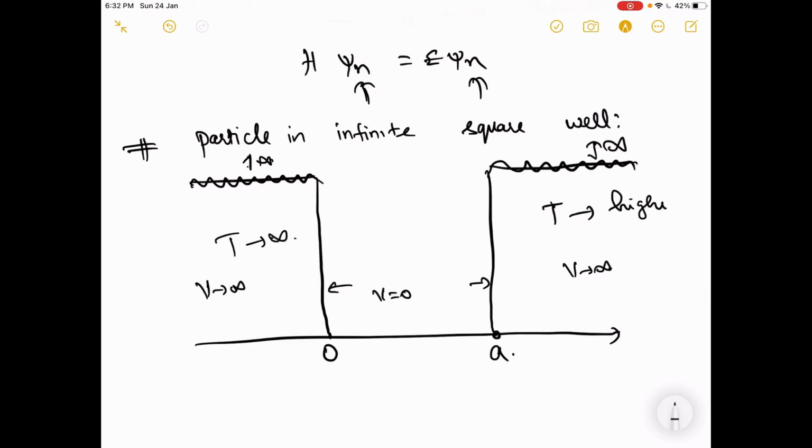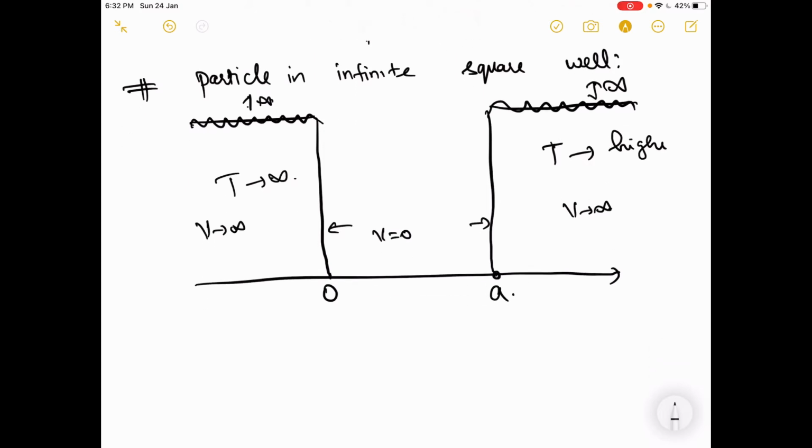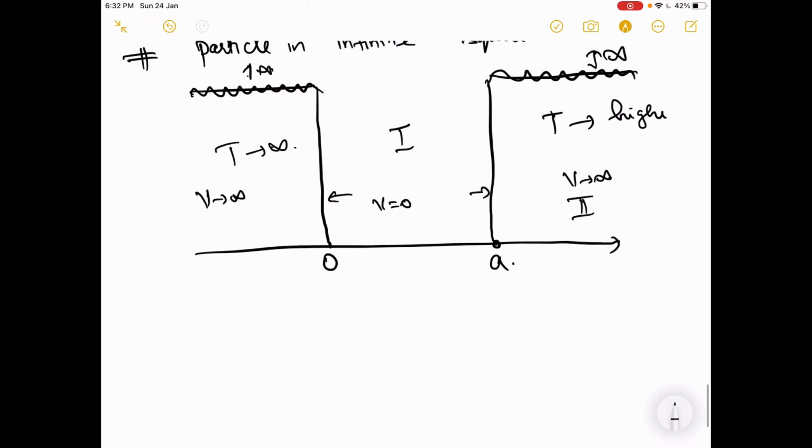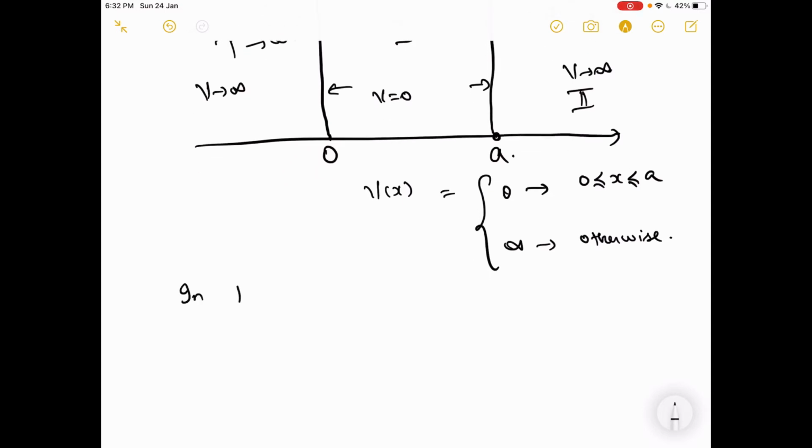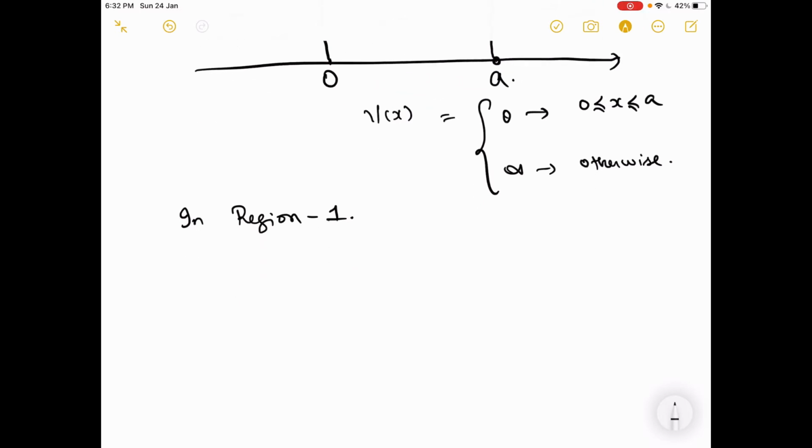So now we have two different kinds of regions. The best way to solve this is to solve this in two different regions. So I'm going to call this regime 1, I'm going to call this regime 2, and the definition of the problem is V of x equal to 0 for 0 less than or equal to x less than or equal to a, and infinity otherwise. Right? So now in region 1, let's solve the time independent equation, because the potential is time independent. Obviously you can now split the wave function in time dependent, time independent form.